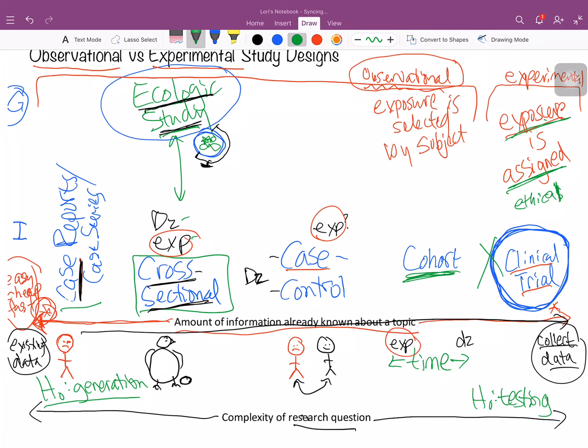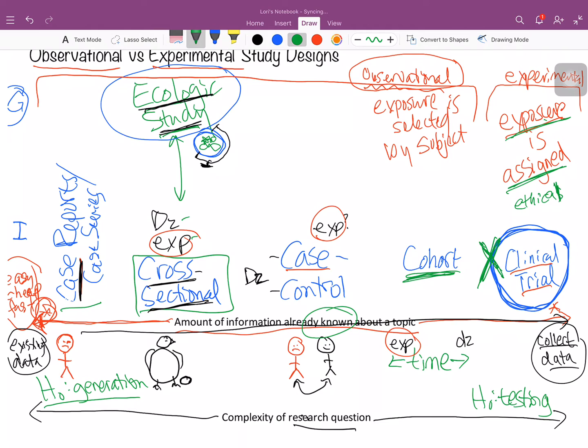To assign that particular exposure. So for example, it would not be ethical for us to assign people to be smokers. We know enough about that particular exposure that we can never go on to this clinical trial phase. There are lots of things, though, that we don't know for sure about.